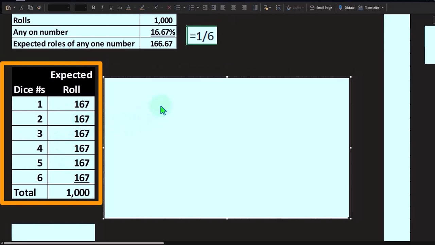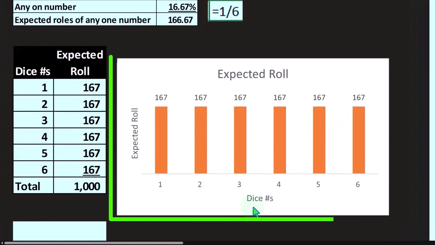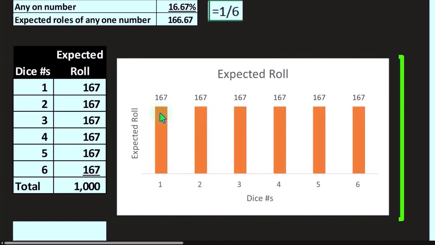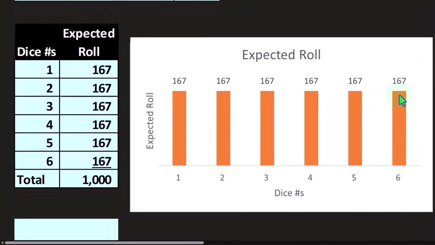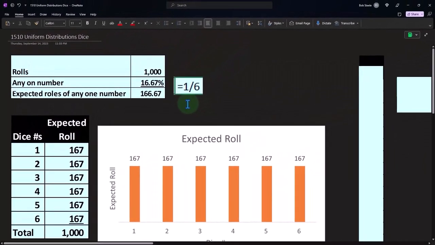Now, if I was to graph that in a histogram, then we've got the dice 1 through 6 and the expected roll, it would be just a straight line, right? We would expect all of them to be 167 across the board. And obviously we have now a straight line. And notice that the straight line, that's what the uniform distribution will be.